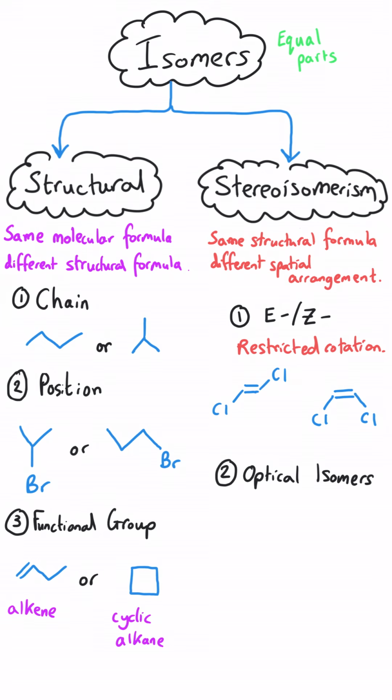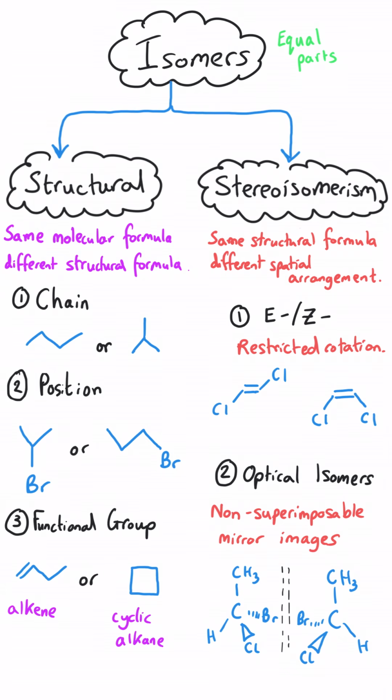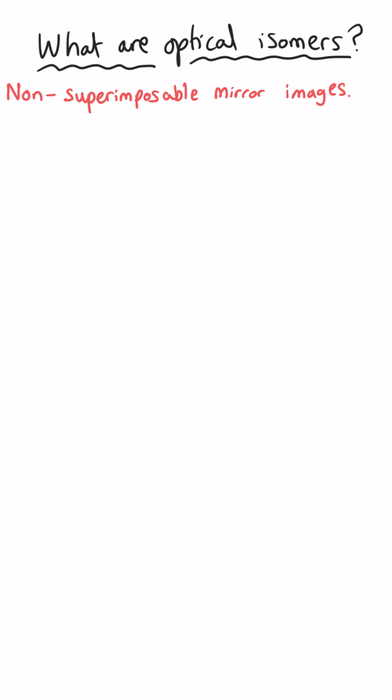The last type of stereoisomerism is called optical isomerism, and that's where, again, you have got the same structural formula but a different arrangement in space, where you end up with two isomers that look very much the same, but they're actually non-superimposable mirror images of each other, and that can lead to different properties. Let's look now in more detail about what optical isomers actually are.